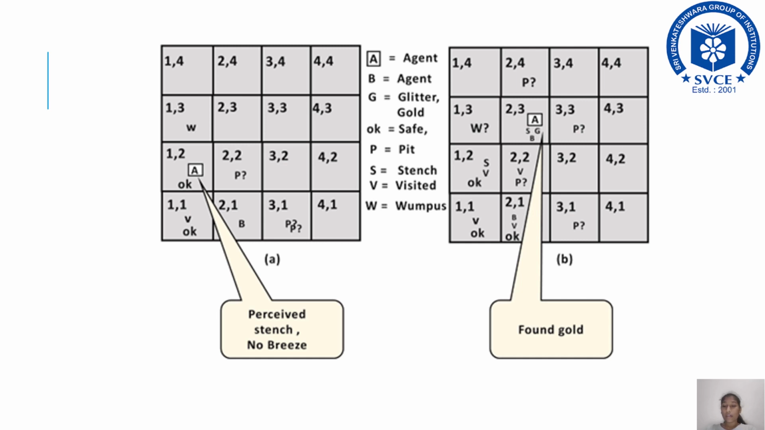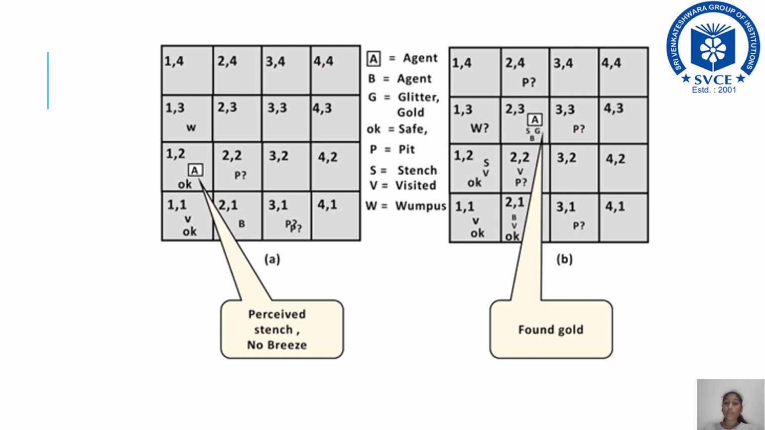When we go to 1,2, it contains a stench. So we can come to the conclusion that there is a Wumpus in 1,3 or 2,2. Since in 1,2 there is no breeze, we can come to the conclusion that 2,2 doesn't have a pit. So let us go to 2,2.